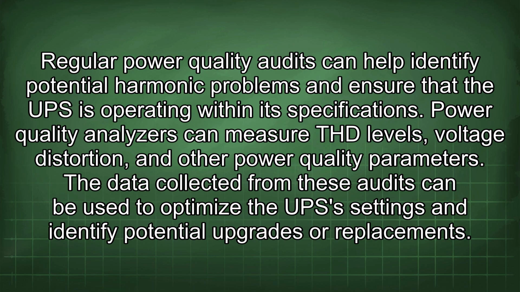Regular power quality audits can help identify potential harmonic problems and ensure that the UPS is operating within its specifications. Power quality analyzers can measure THD levels, voltage distortion, and other power quality parameters. The data collected from these audits can be used to optimize the UPS settings and identify potential upgrade or replacement.